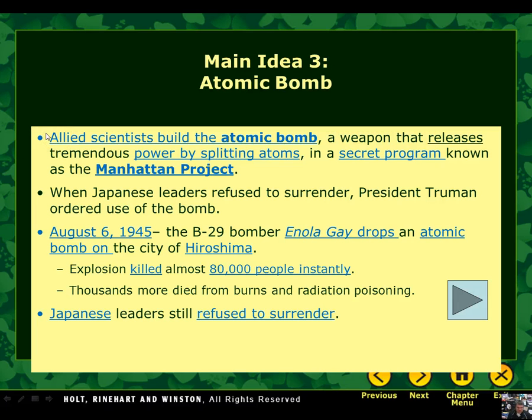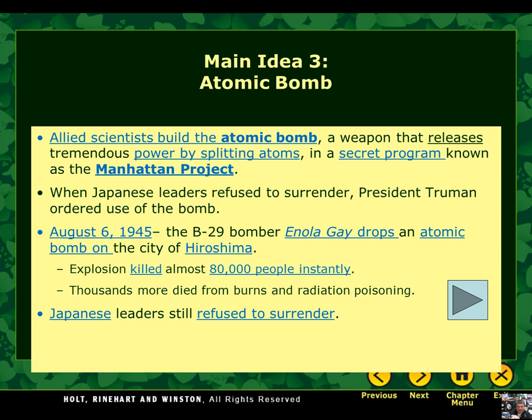All right, so the United States is focused on ending the war with Japan, and throughout the course of the war, Allied scientists had been working to build an atomic bomb, a weapon that releases tremendous power by splitting atoms. The secret program that was used to develop this weapon was called the Manhattan Project. When the Germans surrendered, the United States didn't have to use that on Germany. That was the intention at first, but Germany had surrendered by the time that the bomb was ready to go.